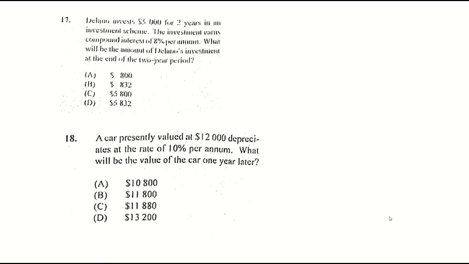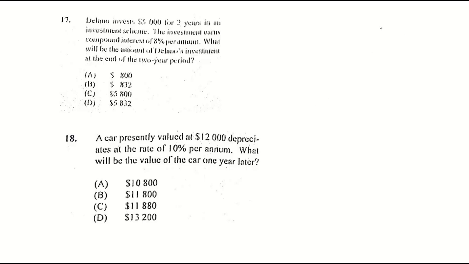Right, let's look at number 17. Delano invests $5,000 for 2 years in an investment scheme. The investment earns a compound interest of 8% per annum. What will the amount of Delano's investment be at the end of 2 years? So there are two ways that you can do this. This is compound interest, by the way.